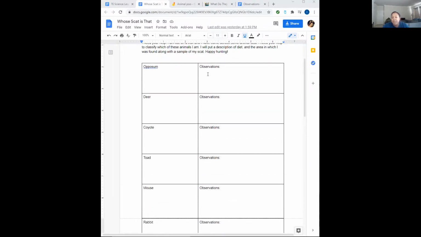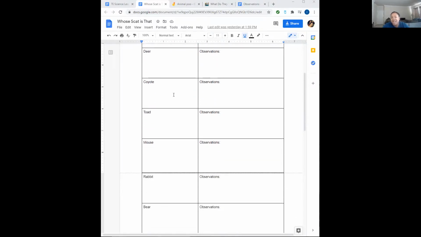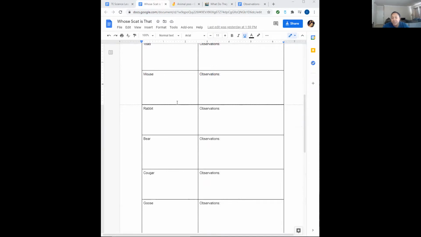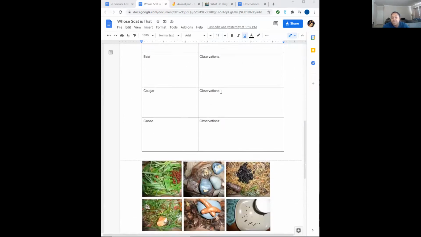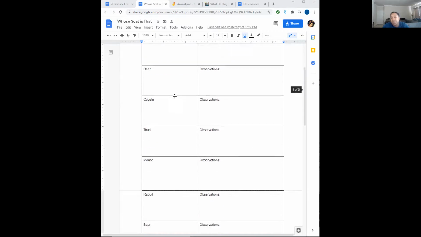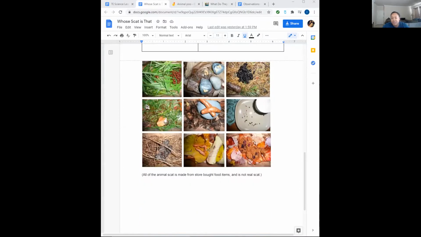They would tell me the observations they've made about the possum poop. I have a deer, and they would have the observations there. A coyote, their observations there. A toad, observations. Mouse, and their observations. A rabbit and the observations. Bear and the observations. Cougar and a goose. I would have them draw a picture of each of these animals to go along with the animal scat that they chose. So these are the different types of animal scat.